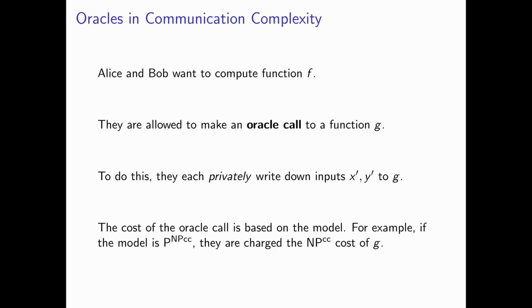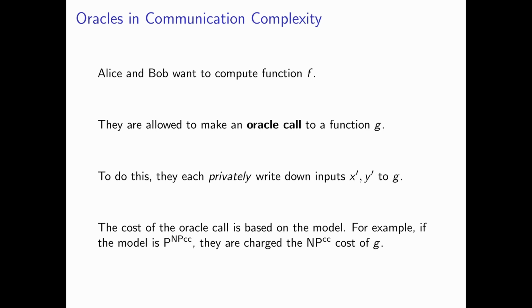Let's say Alice and Bob are trying to compute the output of a two-party function f, and they want to do so using polylogarithmic communication in the model P^NP. If they are able to do so, then f is in P^NP.